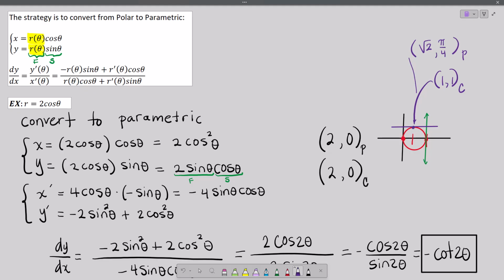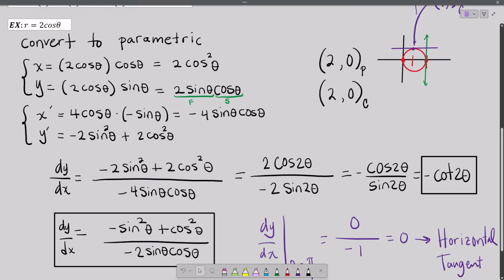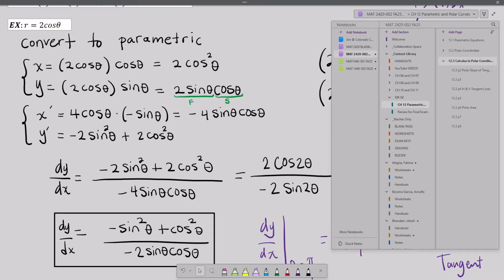Normally we're into the xy. If we say, hey, there's a horizontal tangent at (1, 1), we're thinking Cartesian. Cartesian's easier to describe. We know what that means. Okay, so questions on any of the concepts of what we're doing there? Finding slopes of tangent lines. So our process was to convert to parametric and then form y prime over x prime. That was our strategy.